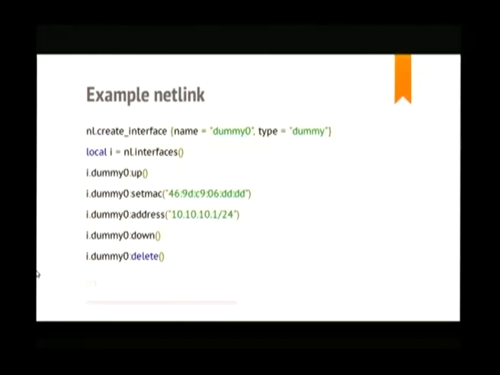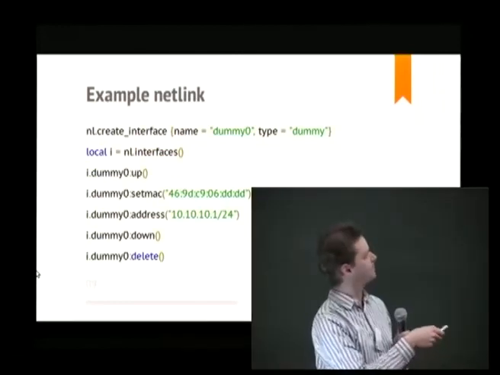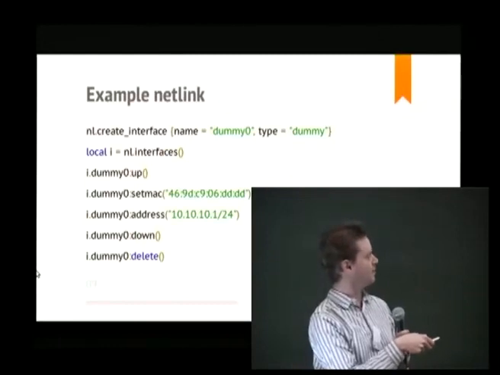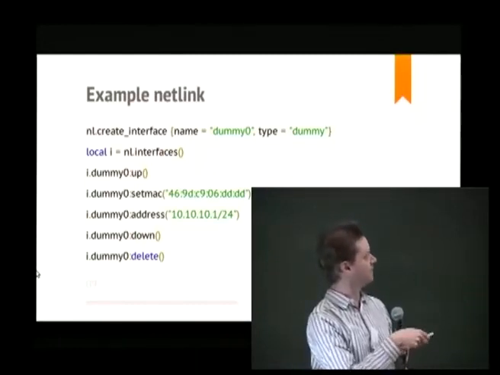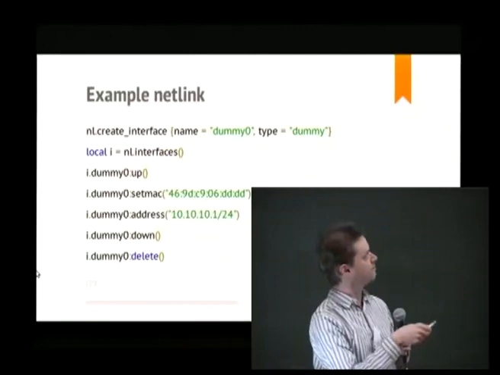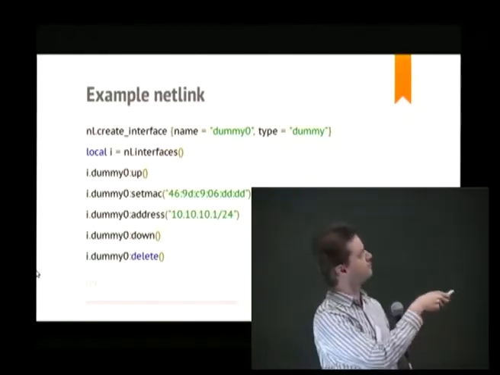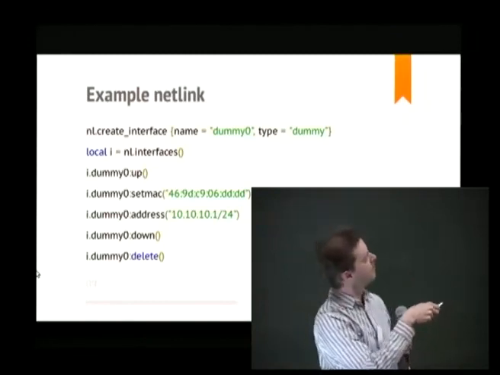This is netlink, so this is creating a dummy net interface. This is from the test scripts because I do a lot of that. You can change the MAC address, set an IP address on it, put it up and down, delete the interface, so you can create a VLAN interface, all the things that you can do with netlink.